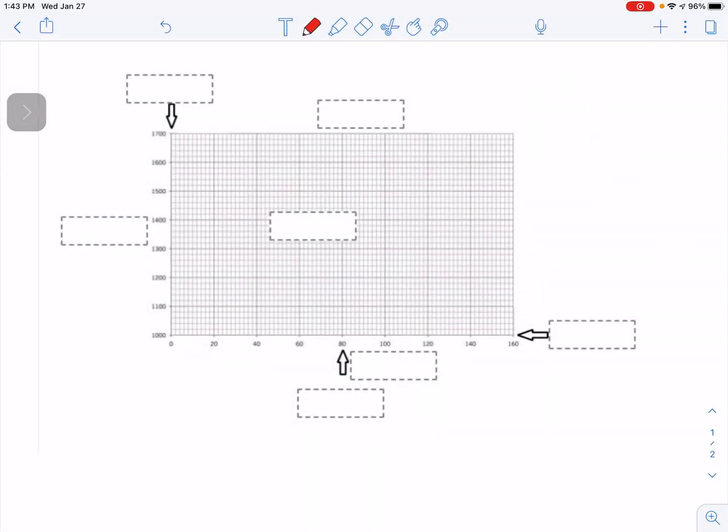Okay, to get us started, we're going to look at the most basic parts of a graph, which are your axes. And this axis that goes along the horizontal or left to right direction, that is your x-axis. And your vertical one, which goes up and down as shown here, that's your y-axis.